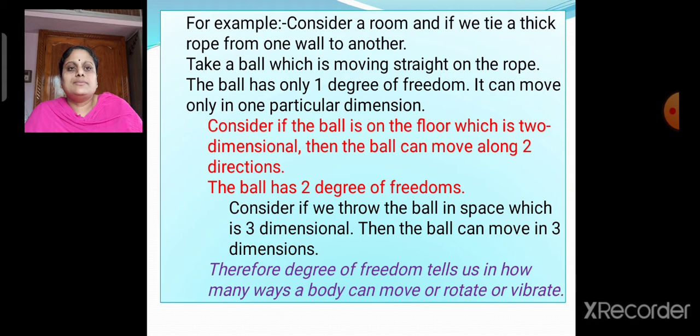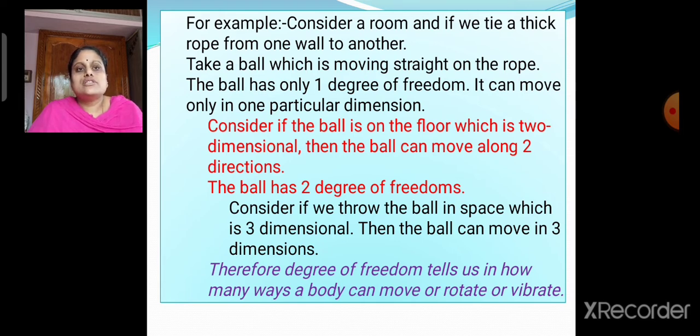For example, consider a room, and suppose we tie a thick rope from one wall to another. Take a ball which is moving straight on the rope. This ball has only 1 degree of freedom. That is, it can move only along the x-axis. Its motion in the y or z direction is restricted.